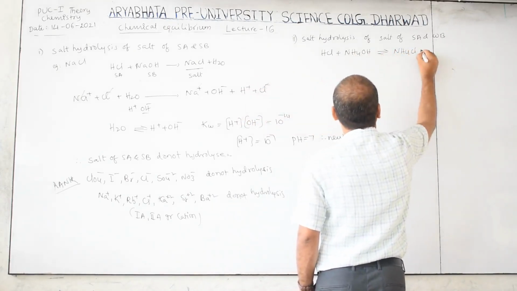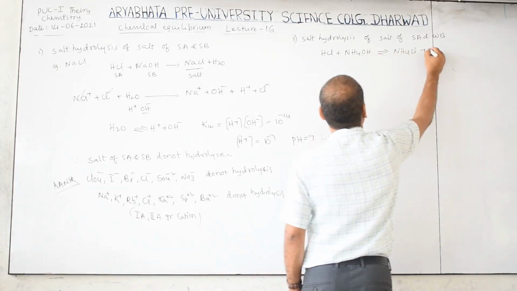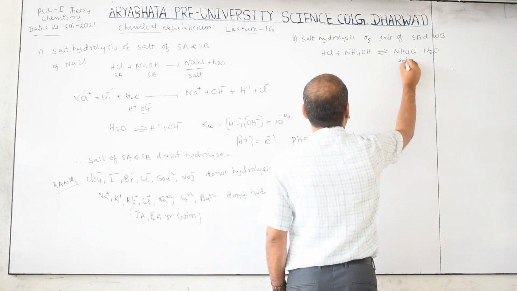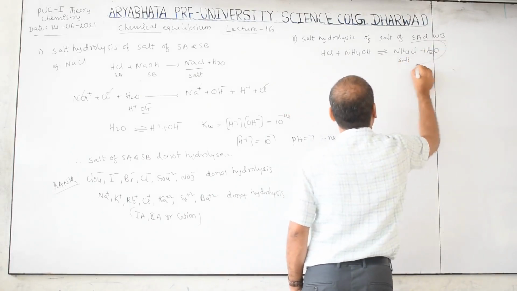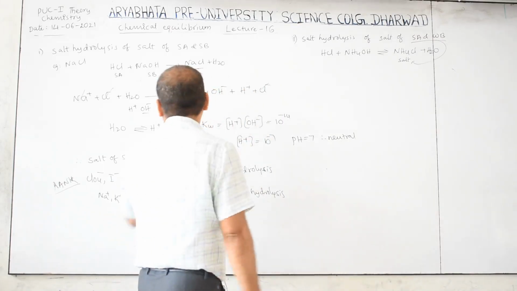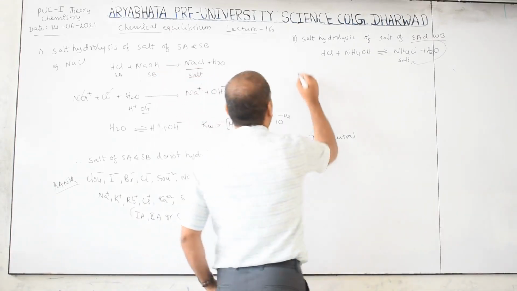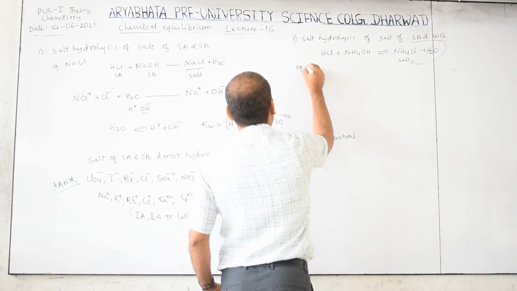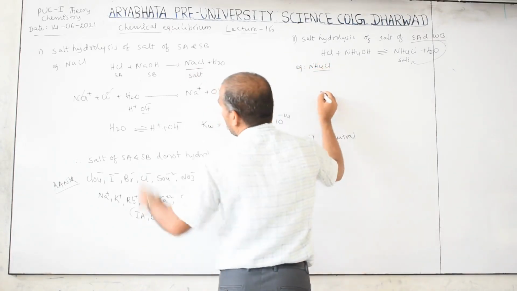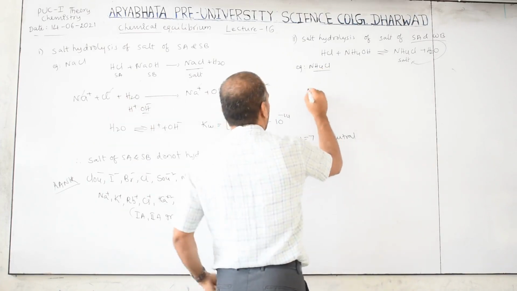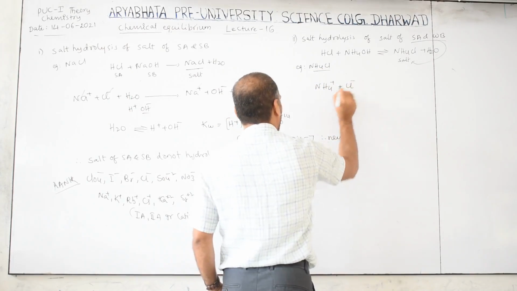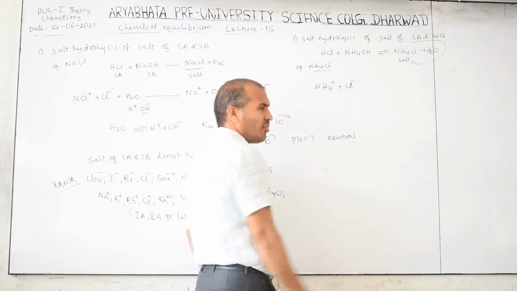This will form the salt. OH and H will form H2O. Then this is a salt. This salt belongs to the strong acid, weak base type. Now this salt we can write. So this is an example: NH4Cl is the example. Now in this type of equation, the salt is completely ionized, therefore NH4+ and Cl-.